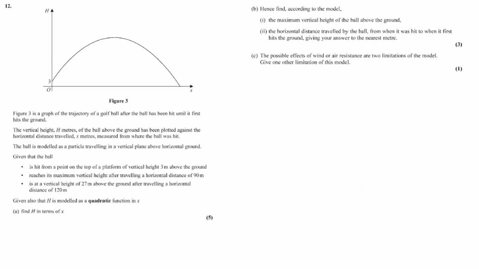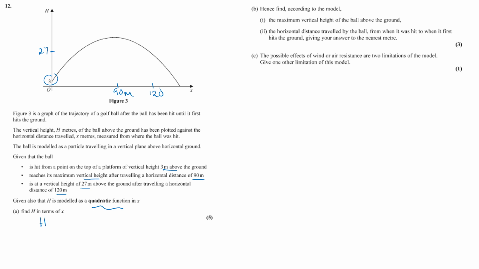So this next question is a modelling question, modelling with a quadratic, and it is a max and min type of question. So you're given some information. This golf ball is being hit from a platform that is 3 meters above the ground. The maximum vertical height is when it had travelled 90 meters, so that's going to be there. Its vertical height of 27 after it's been going 120 meters, and that's going to be 27. It's modelled as a quadratic. We've got to find h in terms of x.